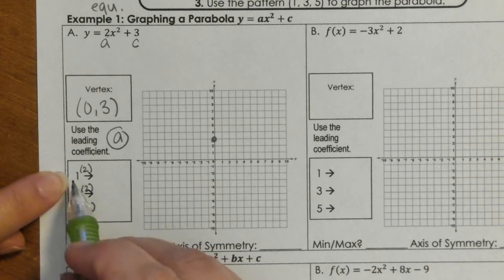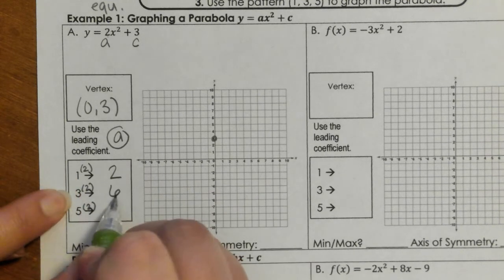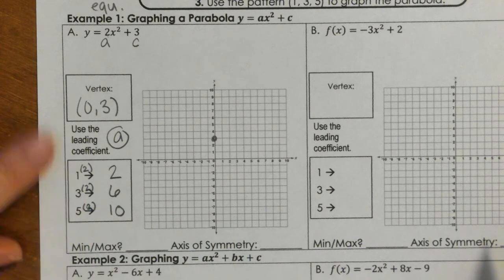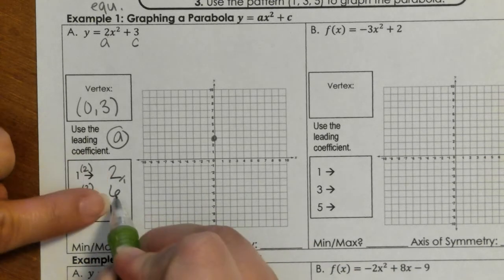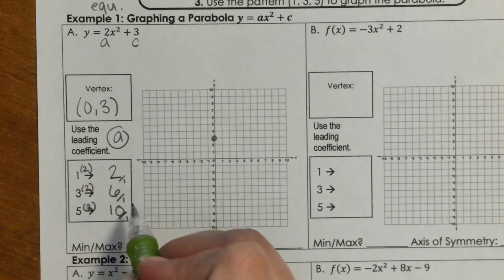So 1 times 2 is 2. 3 times 2 is 6. 5 times 2 is 10. Then I pretty much think of this like how to graph a slope. So when I look at the number 2, I know that that's really over 1. And 6 is really over 1. And 10 is really over 1.